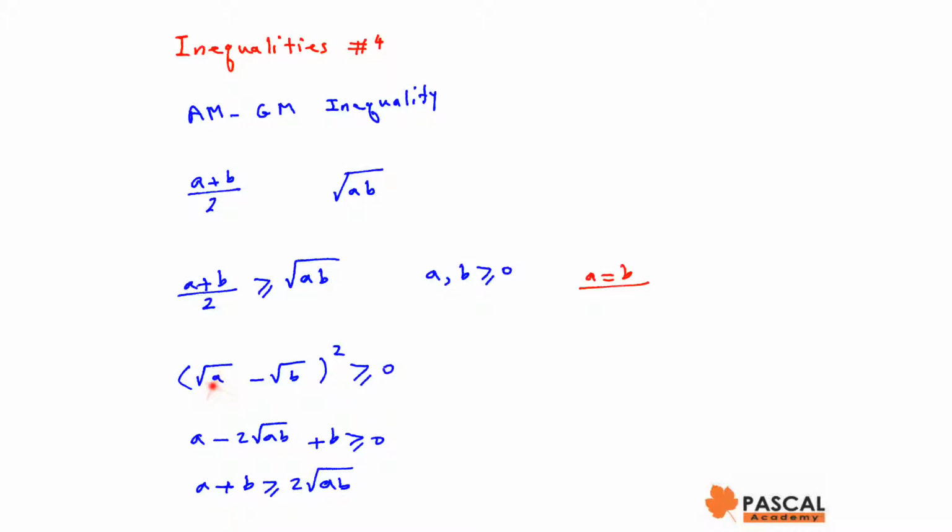Equality holds when a and b are equal. If a and b are equal, square root of a minus square root of b to the power of 2 equals 0. Therefore, a plus b divided by 2 equals square root of ab.